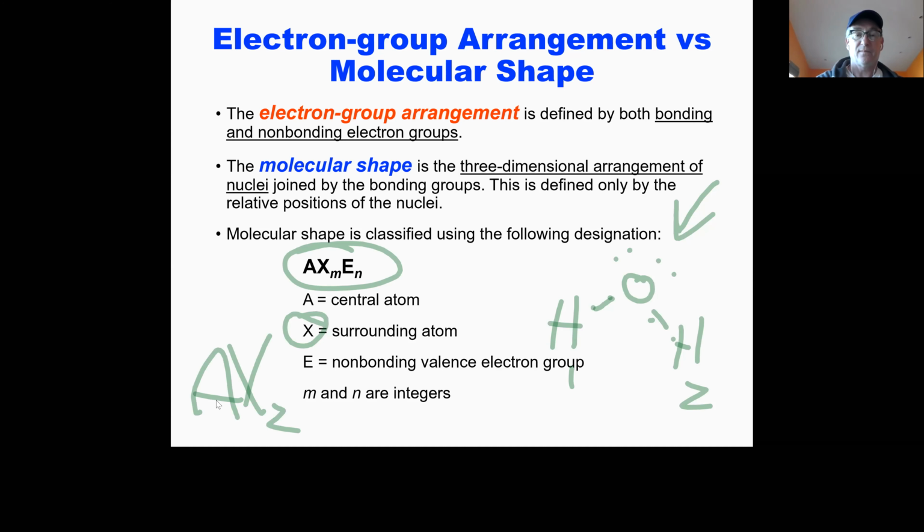And how many lone pairs are around my central oxygen? I count those up. 1, 2. Oh, okay. So what I have is AX2E2. That means there's 4 groups around it. I add up the X2 and the E2. That tells me there's 4 groups around it. So I know what group that is going to be. That's going to be tetrahedral.